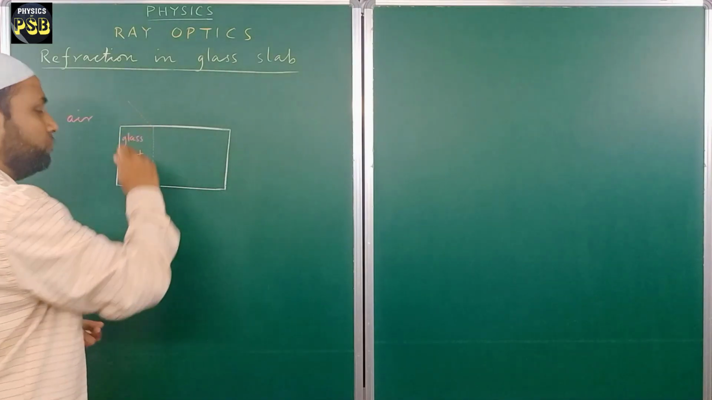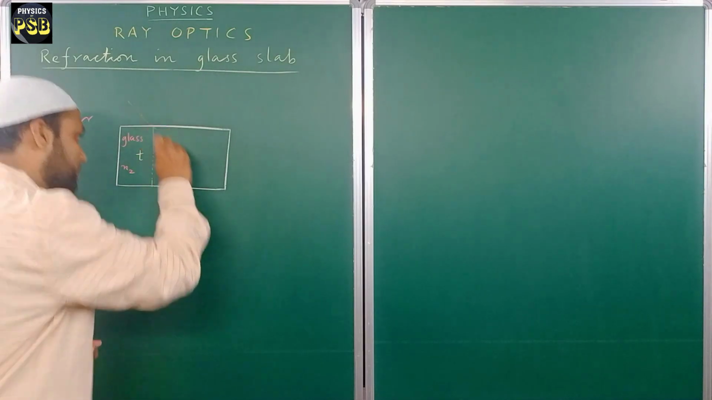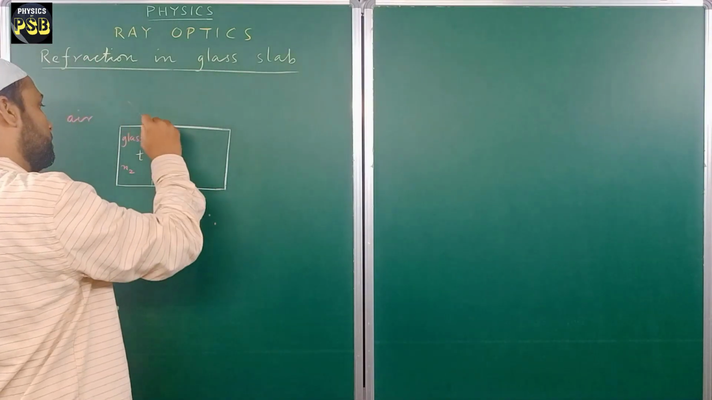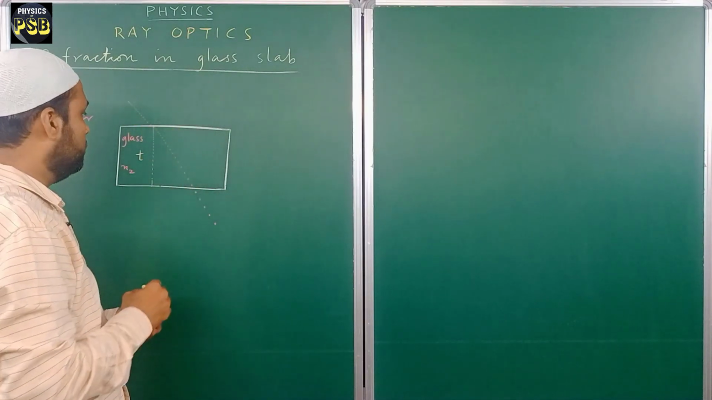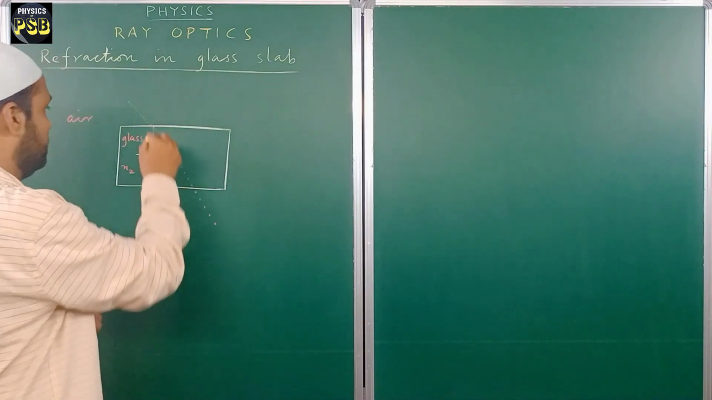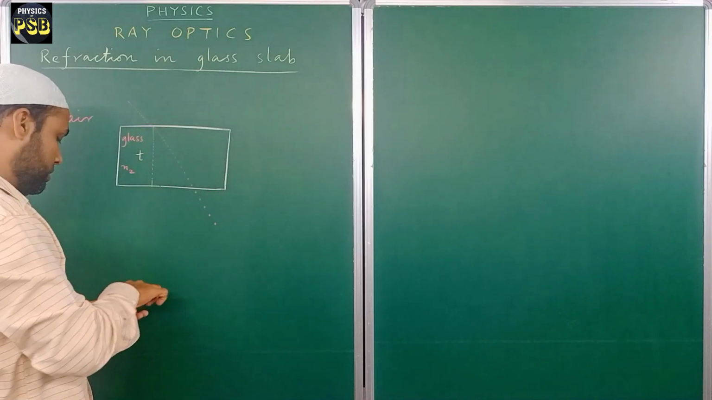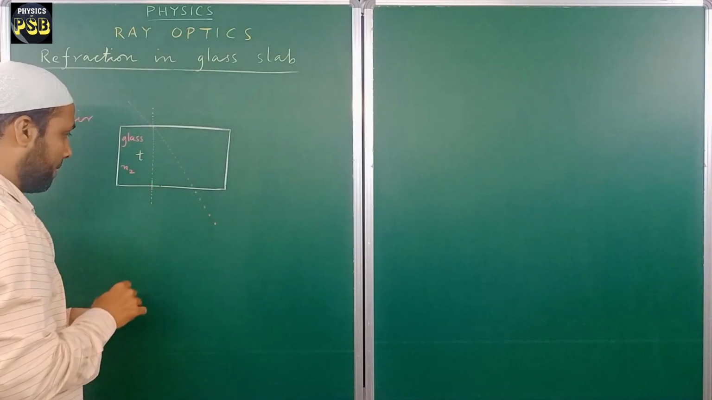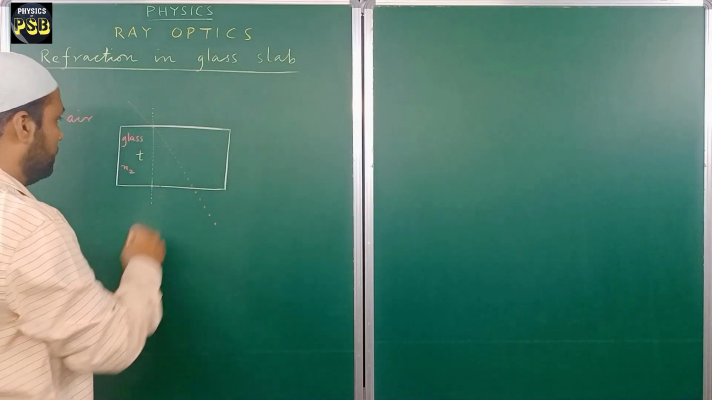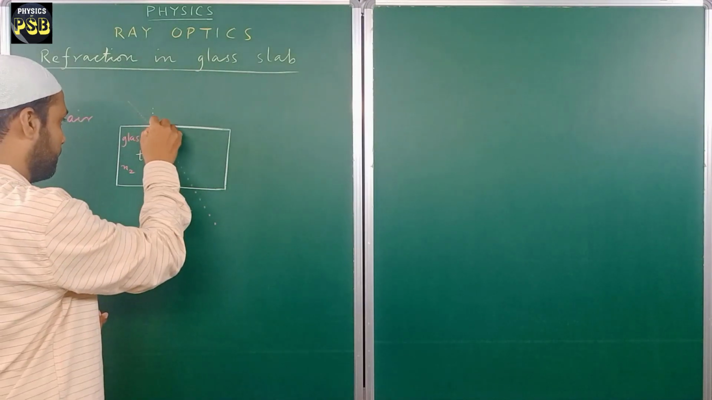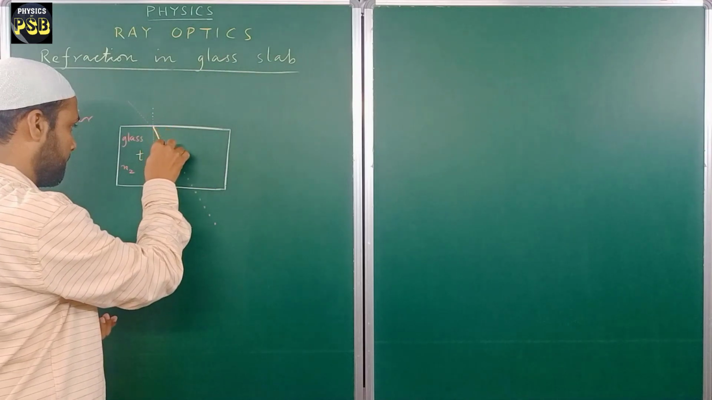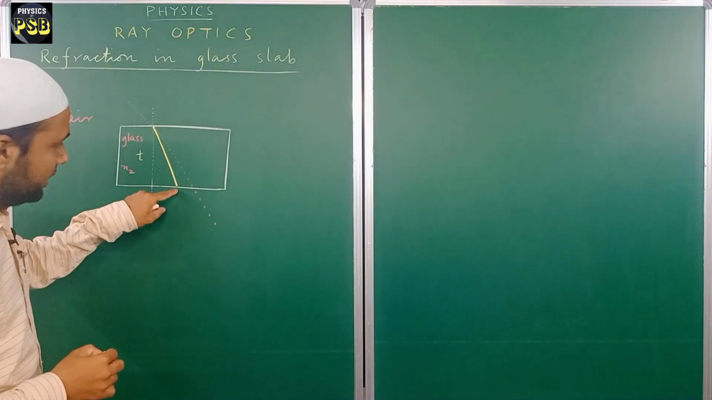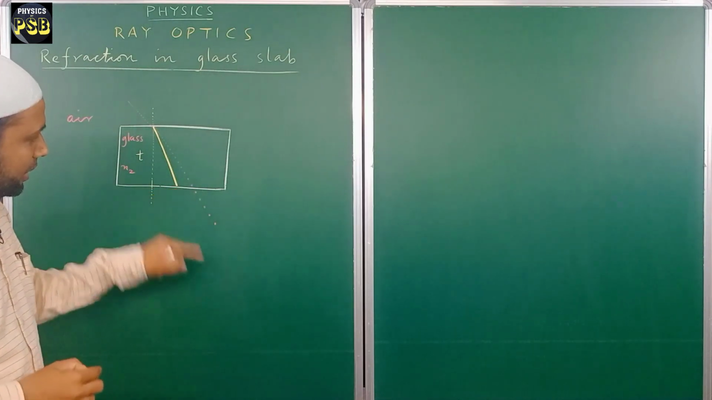Actually, without deviation, it has to travel in this manner. This is the direction of light without a deviation. But due to deviation, it bends towards the normal. Here, this is the normal. It bends towards it. Then at this end, it comes out.